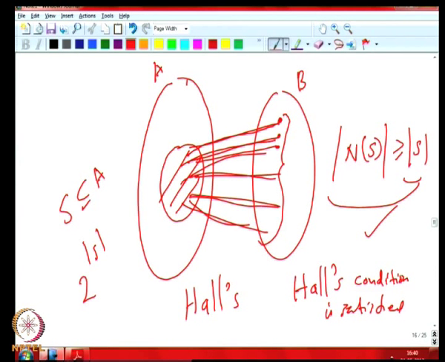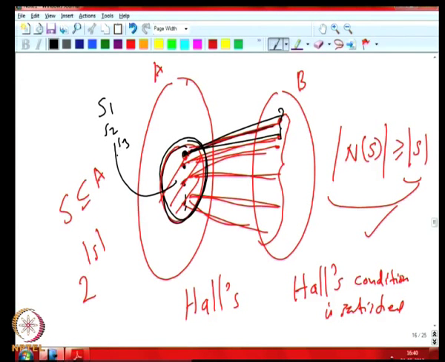In the terminology of a set system, for instance, if each vertex on the A side corresponded to a subset of the universe, then Hall's condition says that for every subset, the neighbors are actually the members of it. You take the union of these subsets, for instance S1, S2, S3, then the cardinality of S1 union S2 union S3 should be greater than or equal to 3.